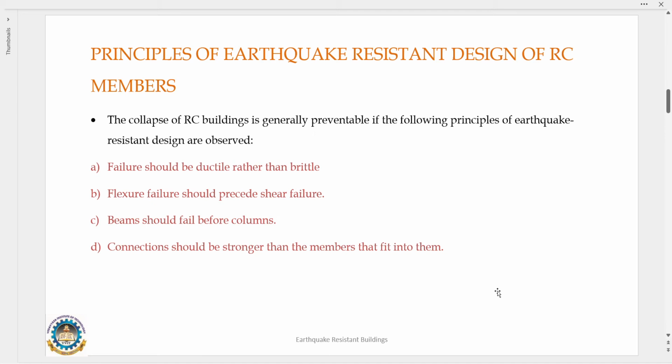The collapse of reinforced concrete buildings is generally preventable if the following principles of earthquake-resistant design are observed. These are four simple principles. First, the failure should be ductile rather than brittle. Second, flexural failure should precede shear failure. Third, beams should fail before columns. And the last one, connections should be stronger than the members that fit into them.